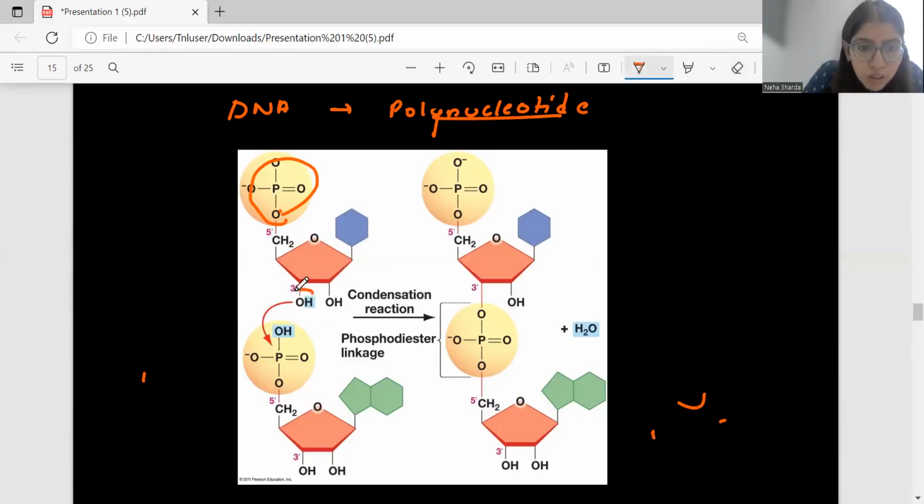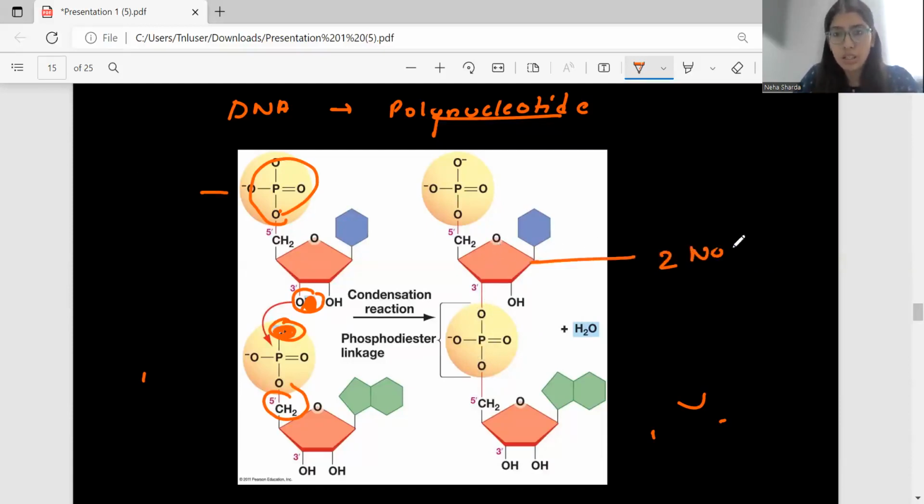Now, this hydroxyl group of 3' and this phosphate group at 5' position of ribose sugar will form phosphodiester bond. This is condensation reaction. Water will be removed and phosphodiester bond will form. Two ester bonds. Here is only one ester bond. It is phosphoester bond, and 2 ester bonds, phosphodiester bond, will attach the nucleotides. 2 nucleotides are attached.